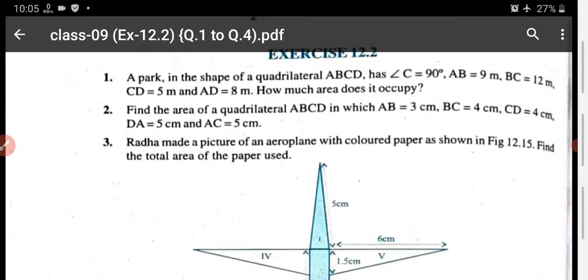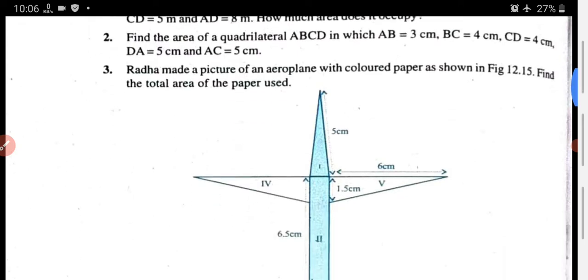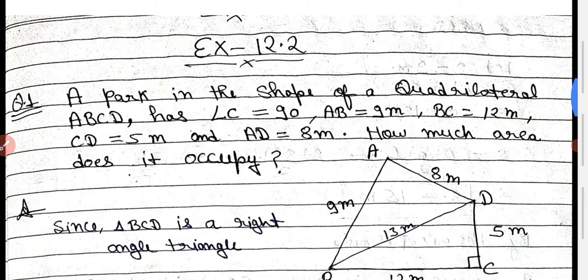Now just look at question number 1. You have a park in the shape of a quadrilateral ABCD, with angle C equal to 90 degrees, AB equal to 9 meter, BC equal to 12 meter, CD equal to 5 meter and AD equal to 8 meter. How much area does it occupy? Okay, you are given a quadrilateral in which angle C, AB, BC, CD and AD equal to 8 meter are given, and you have to find the area of the quadrilateral.